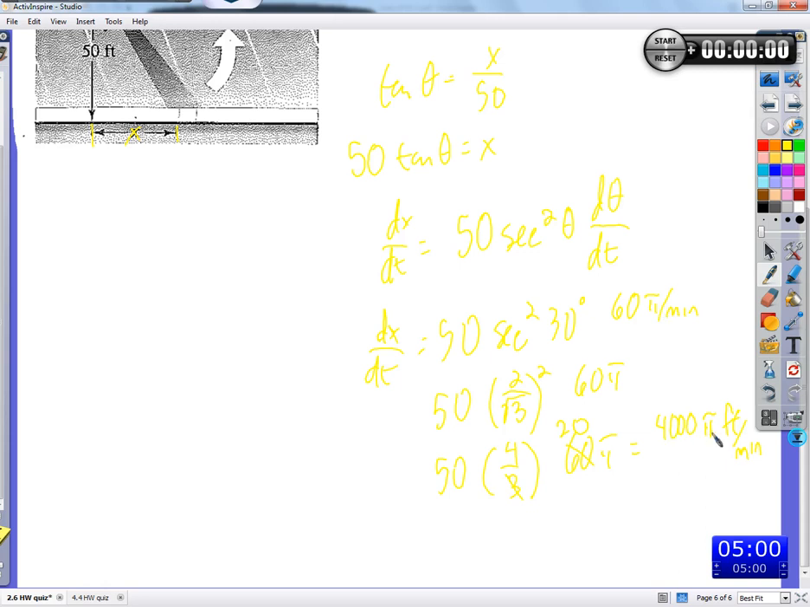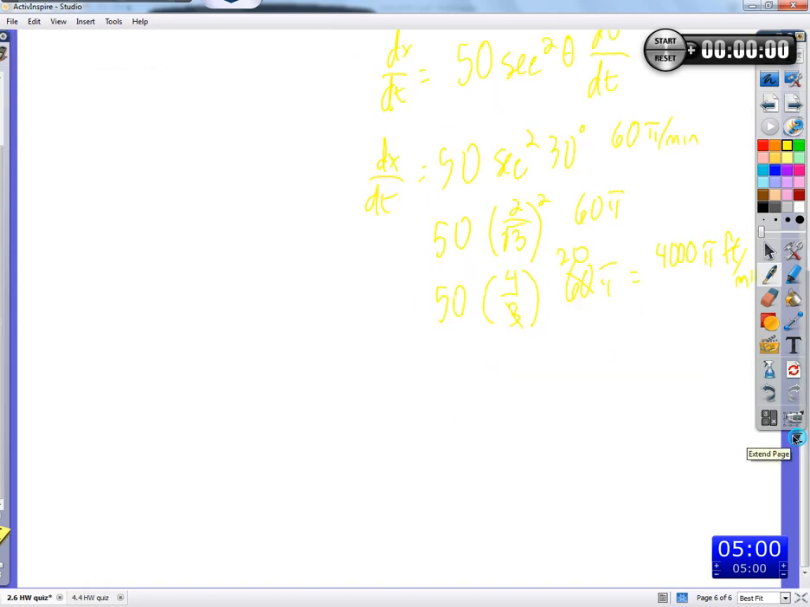Okay. Here, it's 4,000 pi feet per minute. How many feet would that be per second? 240,000 pi feet per second. Well, this is per minute, right? That's a lot. And then if we're just going down to second, that should be less feet per second. How'd you get that? Just this by 60? And the bottom.